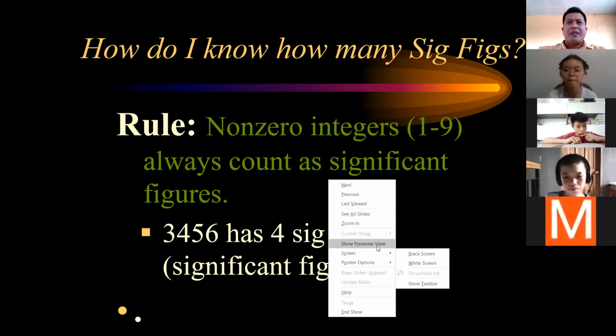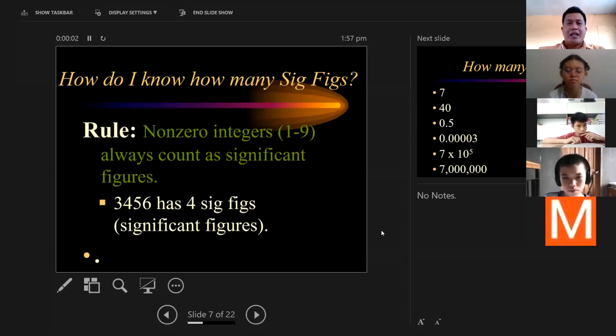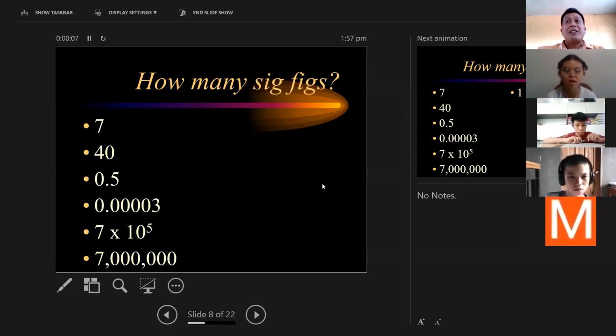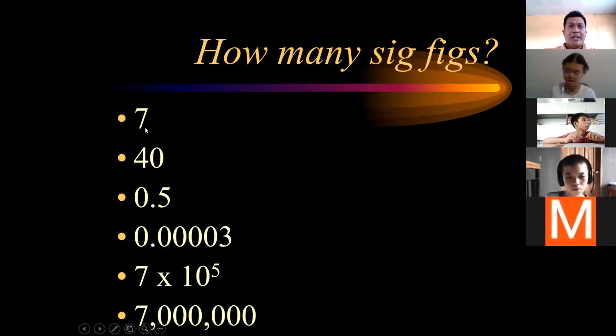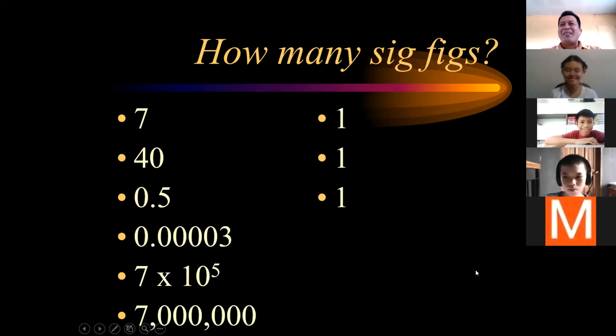The second rule there, I don't know if that is also in this presentation. I think it's none here. Let's start to answer first this one, class. How many significant figures are there in this number? Let's start with number 1. 7. How many significant figures are there in number 7? Elijah? 1. 1, correct. How about 40? Elijah? 2. 1 still. How about 0.5, Elijah? 1. 1 still. Jeremiah, how about 0.000003?